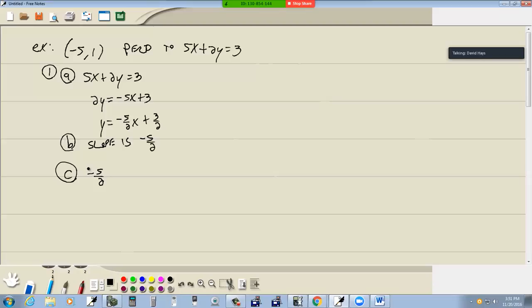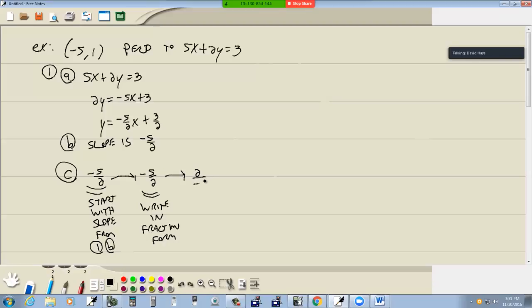Now, perpendicular lines have slopes that are negative reciprocals. So we're going to start with the slope from 1b, which is negative 5 halves. We're going to write it in fraction form. Now this is already a fraction, so we're fine there. But if it wasn't, like if I had the number 5, you would put 5 over 1. You can always create a fraction by putting it over 1.